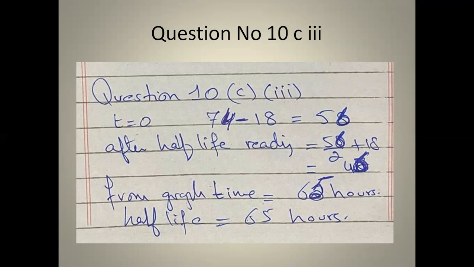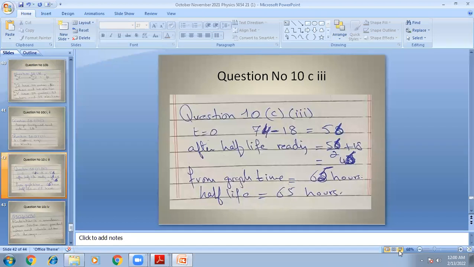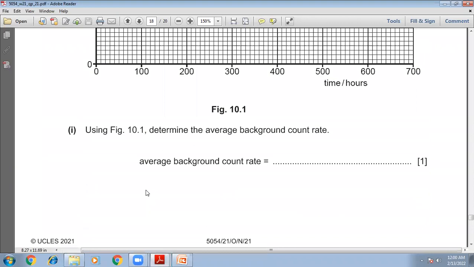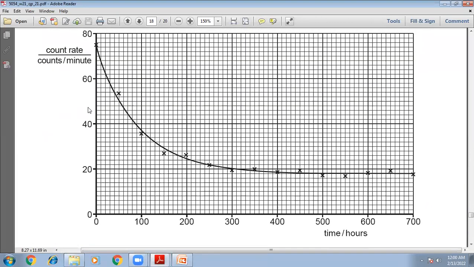So, from the graph, you will have to add again the background, and you will get 56 divided by 2 plus 18, and you will get 46. So from the graph, let me show you from the graph, 46. So from the graph, I can show you what is the half-life. 46 will be here. This is that reading 46. So what I will check is what's the value here. So this is the half-life.